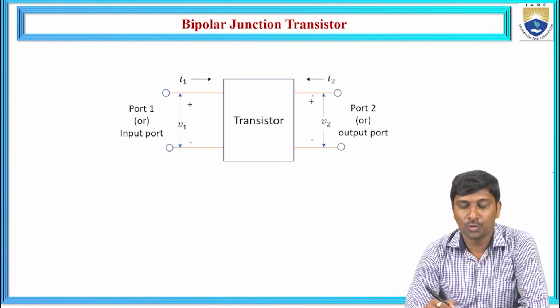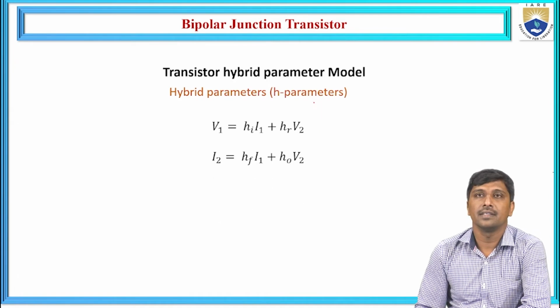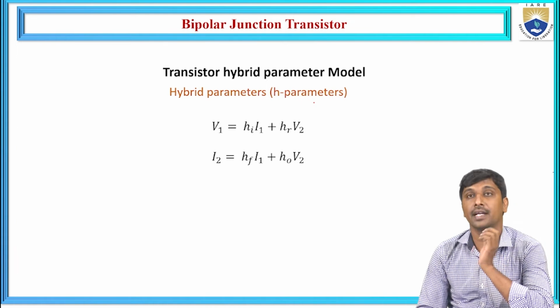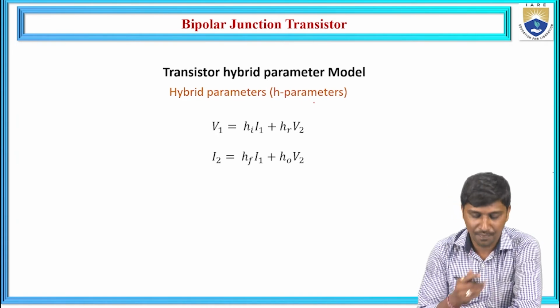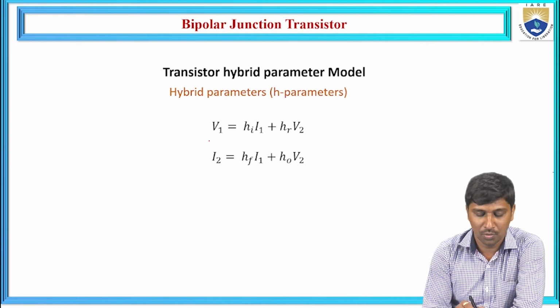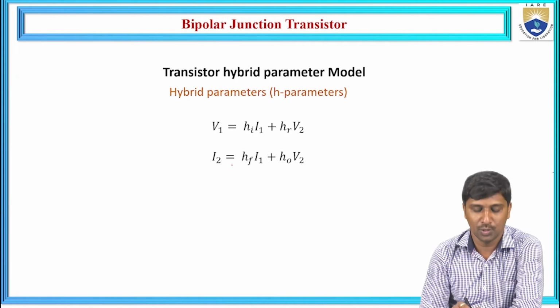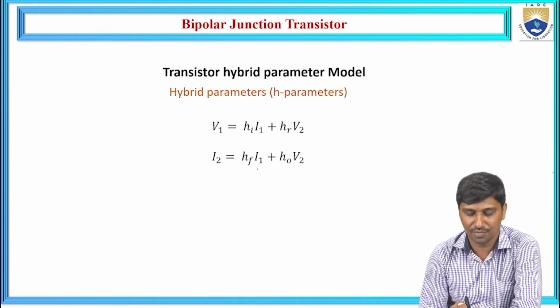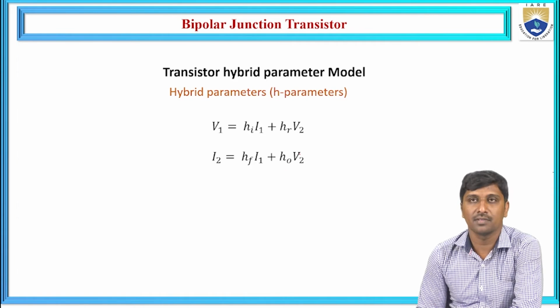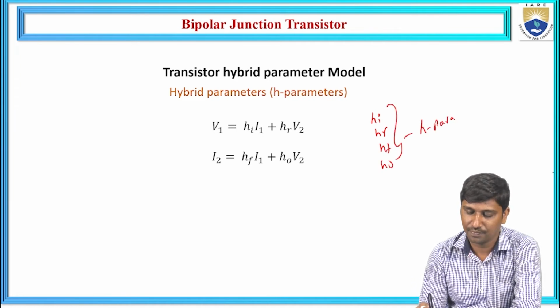Out of these four parameters, we need to define the two dependent parameters, and the other two are represented as independent parameters. So hence, the input voltage and the output current are the dependent parameters. Those are to be represented in terms of the small signal model or H model, and we know that V1 is represented as hi times I1 plus hr times V2, and I2 is represented as hf times I1 plus ho times V2, where hi, hr, hf and ho are the H parameters.